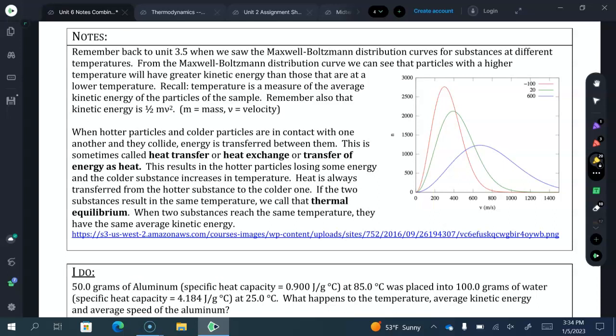saw that the Boltzmann distribution curve, we see that the particles with a higher temperature will have greater kinetic energy than those that are at a lower temperature. Please recall that temperature is a measure of the average kinetic energy of the particles of a sample and that the kinetic energy is equal to 1/2 mass times the velocity squared.